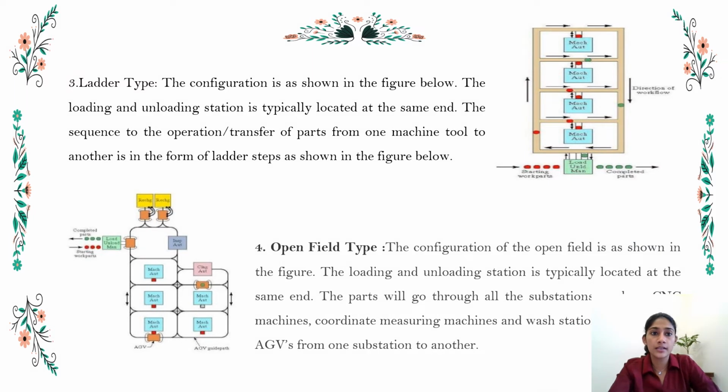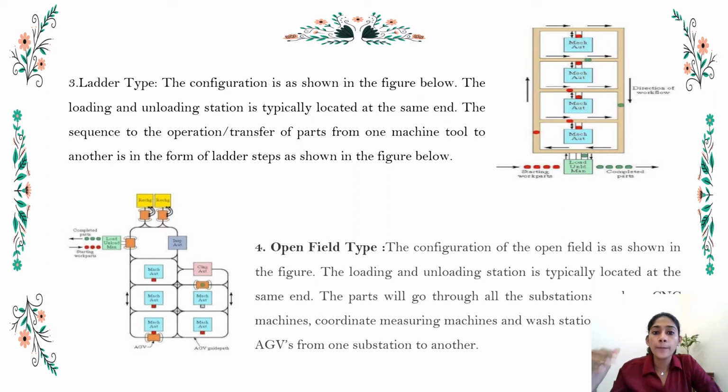And the next one is ladder type. Here the setup is depicted in the following diagram. Usually the loading and unloading station is at the same end. The graphic below illustrates how the transfer of parts from one machine tool to another is done in a series of ladder steps.